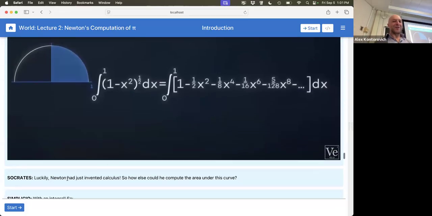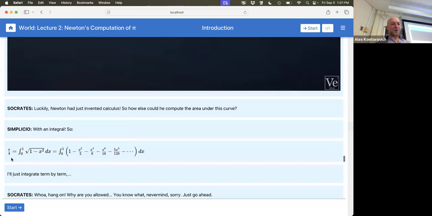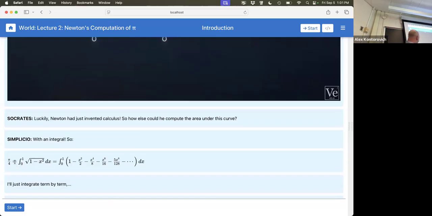Okay, Socrates. Luckily for Newton, he had just invented calculus. So he knows how to integrate these things. How else could he compute this area as an integral? So pi over 4 is the integral from 0 to 1 of the square root of 1 minus x squared. We know this as a series. Integral from 0 to 1, this thing dx. I'll just integrate them term by term, every single term, one by one.